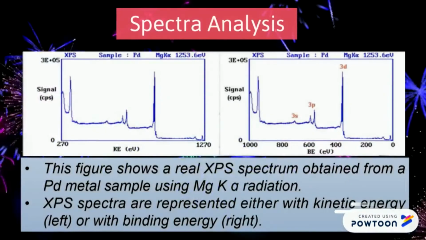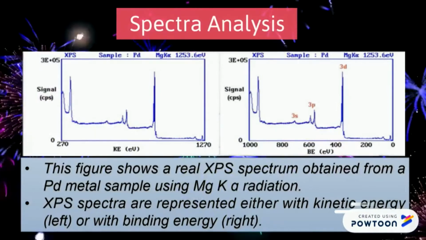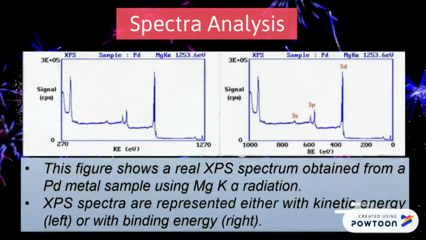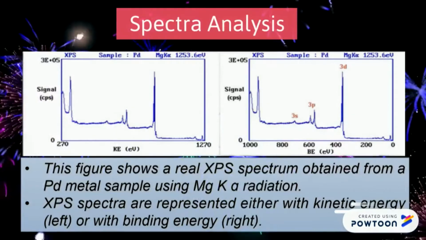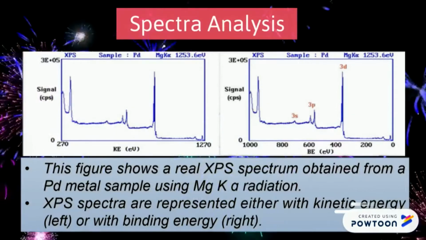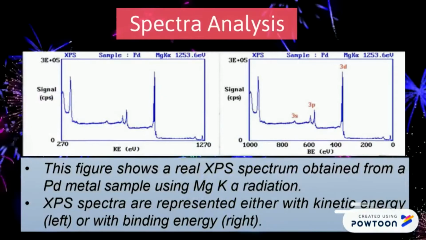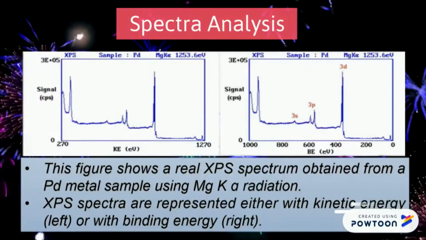Spectra analysis. This figure shows the XPS spectrum of a palladium probe. On the left side, the intensity is represented with respect to the kinetic energy, and on the right side with respect to the binding energy. A photoelectron spectrum is recorded by counting ejected electrons over a range of electron kinetic energies. Peaks appear in the spectrum from atoms emitting electrons of a particular characteristic energy.